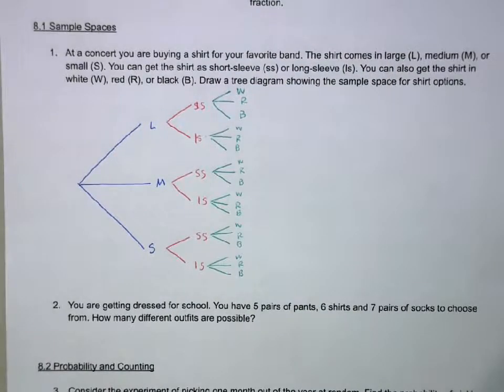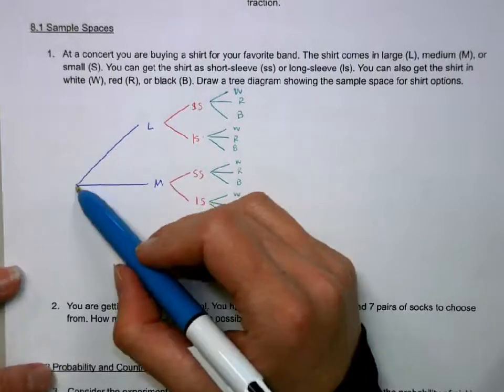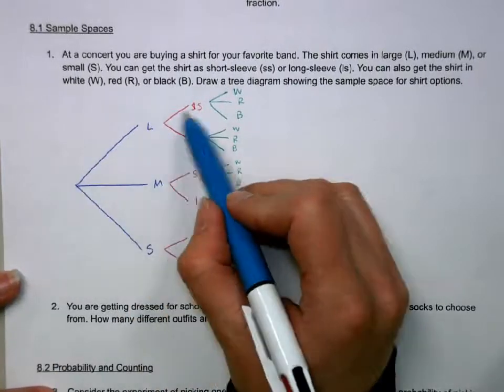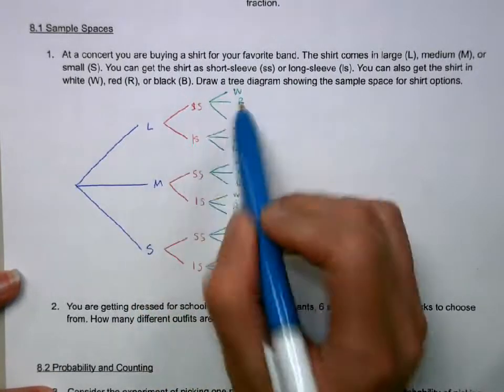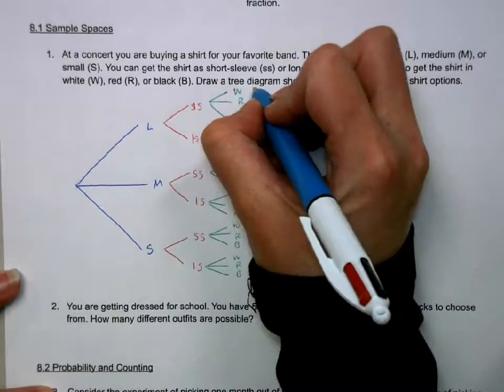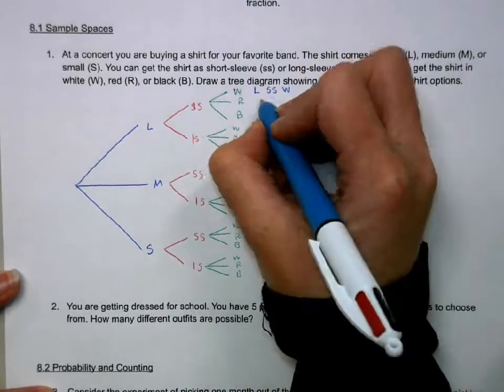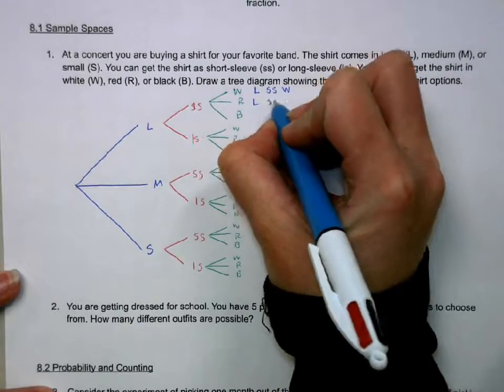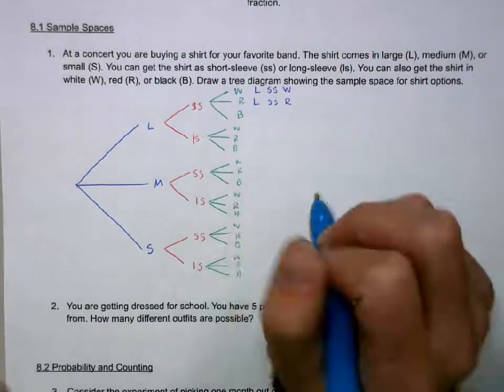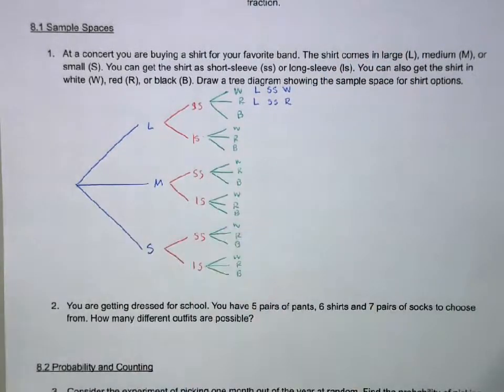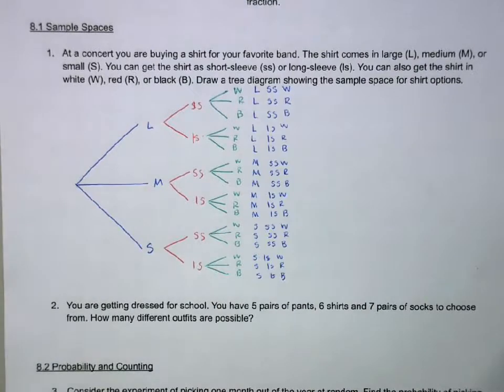Okay, then to get our sample space, we're going to go down each branch. So we go here, here, here, here, here, here, and so on. So the first one's going to be L, S, S, W, large short sleeve white. Then we have large short sleeve red, and so on. So we're going to follow each of these branches. So we go through the whole tree and we get all of our different options, which is our sample space.